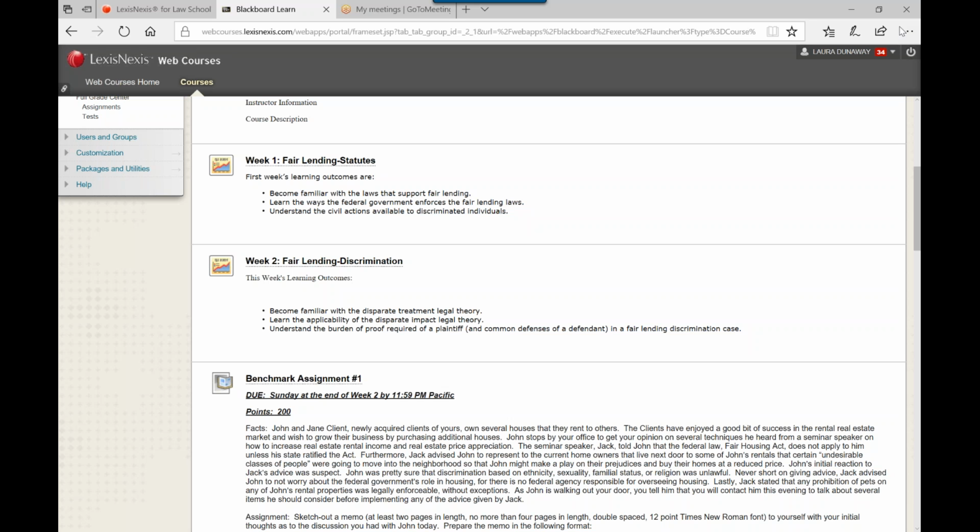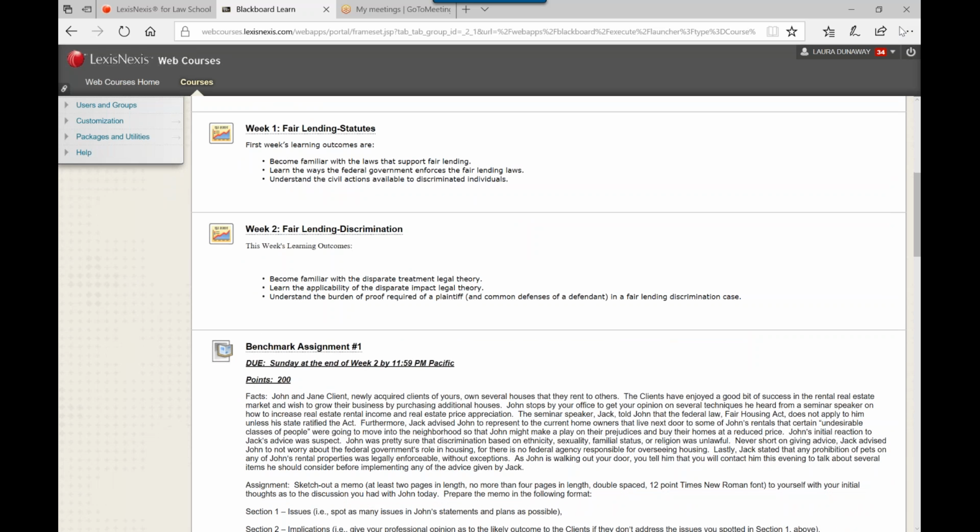This week, we'll be looking at fair lending discrimination. By the end of week 2, you should be familiar with the disparate treatment legal theory. You will also learn the applicability of the disparate impact legal theory. And finally, you should understand the burden of proof required of a plaintiff and the common defenses of a defendant in a fair lending discrimination case. Keep those in mind as you do the reading.